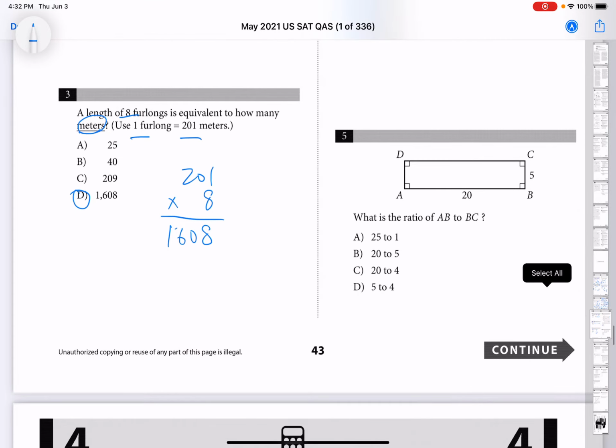Number 5, what is the ratio of AB compared to BC? So AB compared to BC, that'll be 20 to 5. You could reduce them if you want to, but we don't have to in this case. So for number 5, the answer is B.